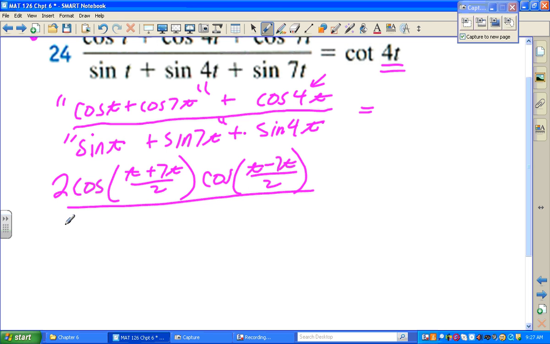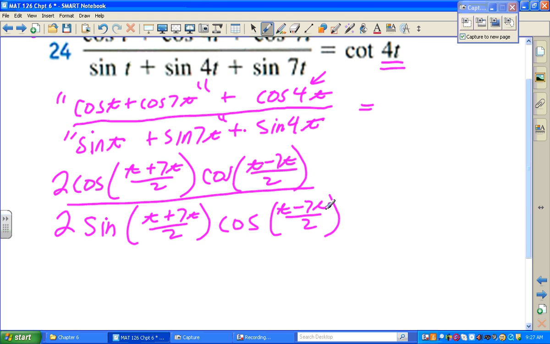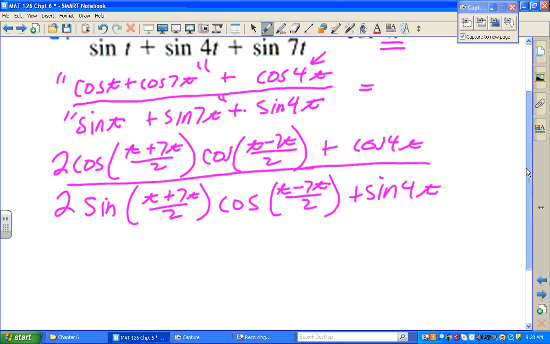Divided by, anybody thinking this is going to be 2 sine? A plus b over 2. Cosine of a minus b over 2. T minus 7t over 2. Interesting. Wait, what'd you do with the cosine of 4t? I just left it right there. It's still here. Cosine of 4t. And also, the sine of 4t is still there. Okay? Nice! All right. I don't know if this is right or not. That's why you do mathematics in pencil.